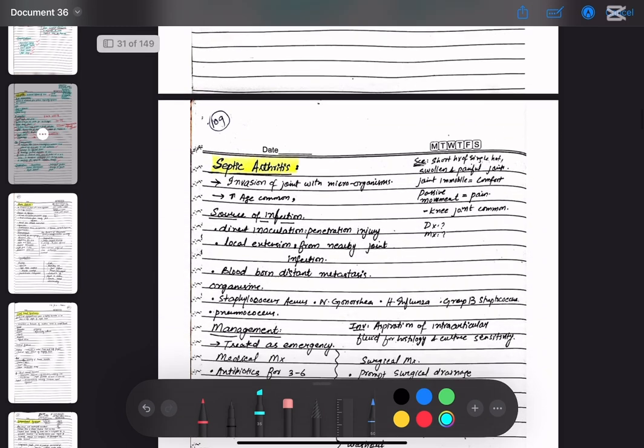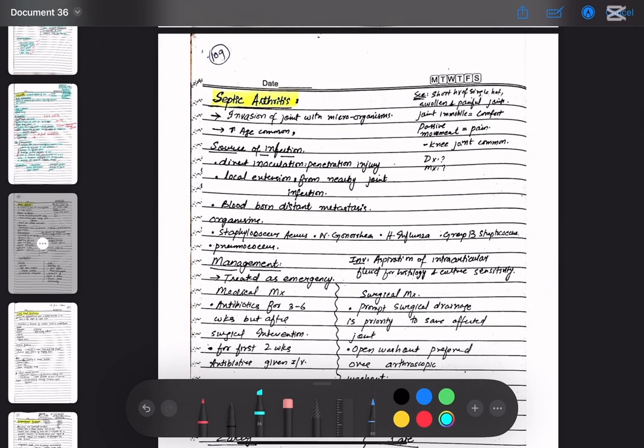Now coming towards the next topic, that is septic arthritis.